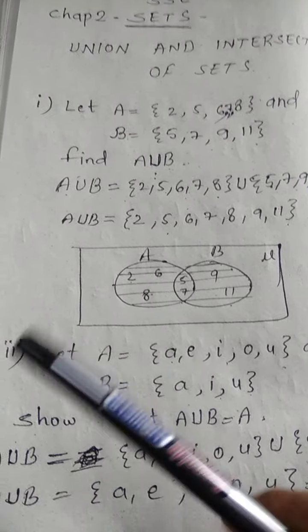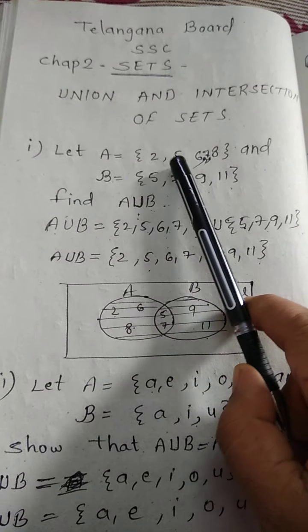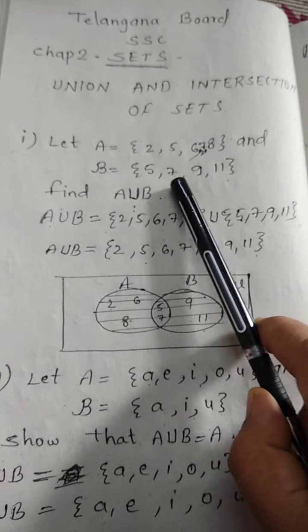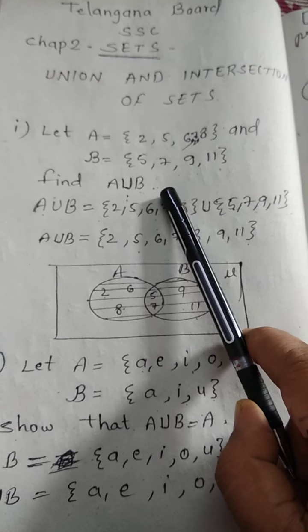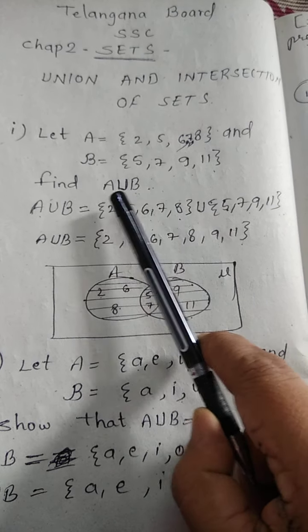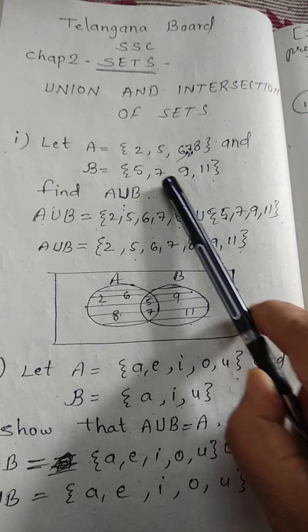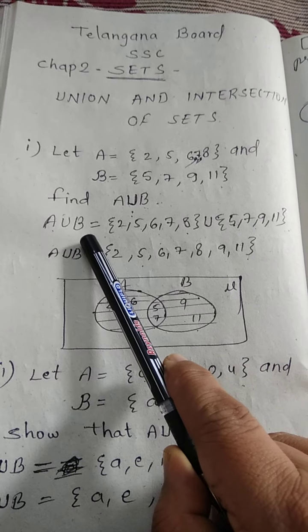First problem. Here the first problem given is, let A is {2, 5, 6, 7, 8} and B is {5, 7, 9, 11}. The question is, find A union B. Union means combination of elements of both the sets. Okay, so first note down this question.